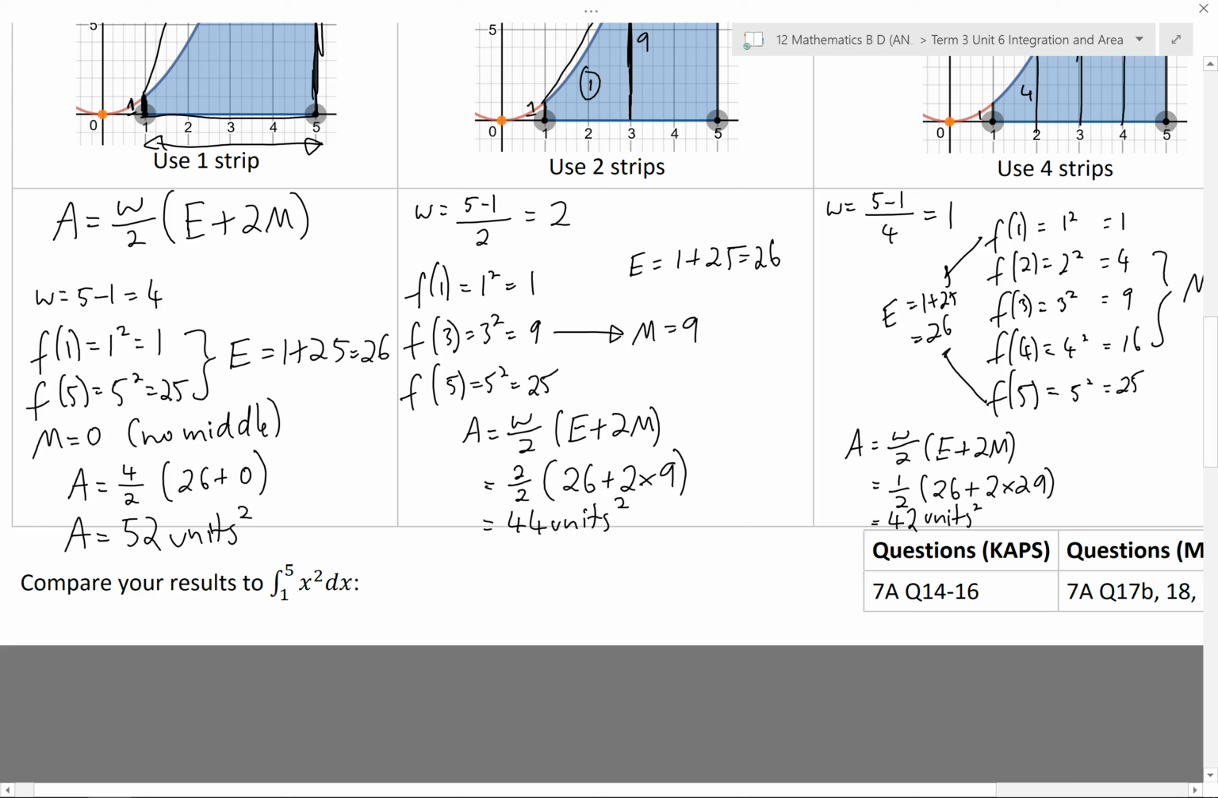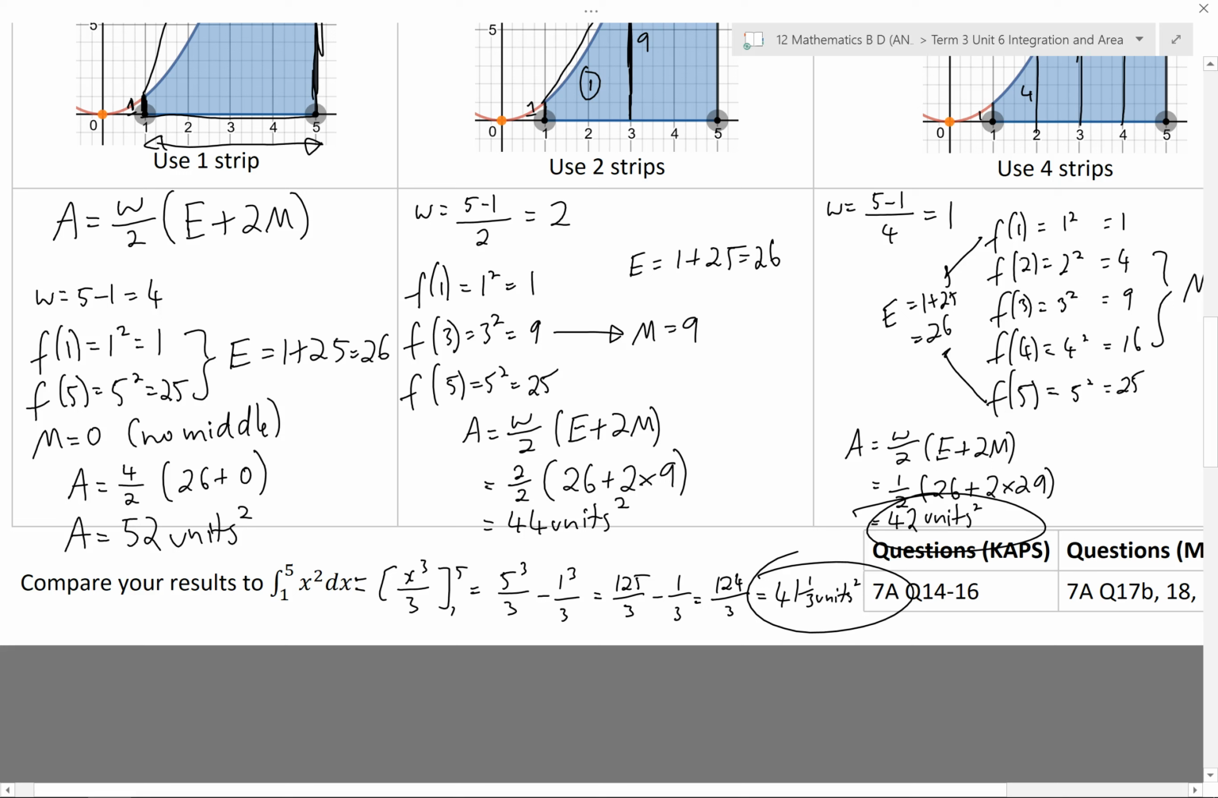I can obviously compare this to what I know the real result to be. So if I was actually integrating this, between 1 and 5, let's have a look at what the integral would actually be. I get 125 on 3 minus 1 on 3, which is 124 on 3, okay, which looks like 41 1/3 units squared. Okay, so even just with 4 strips, we're getting pretty close to what the real answer is.